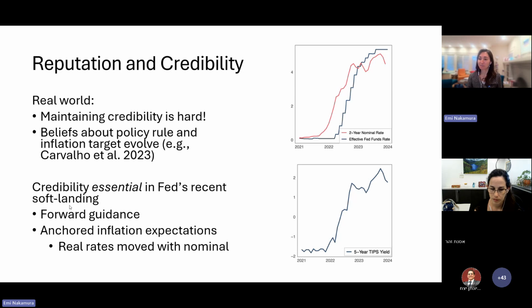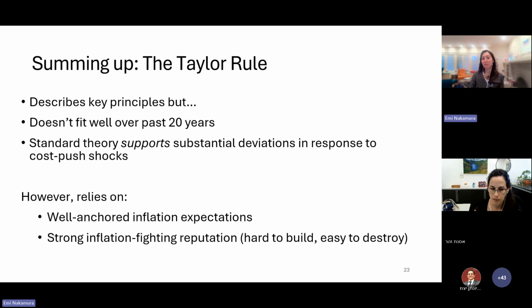So to sum up, in our paper, we ask 2 questions. The first is, how descriptive is the Taylor rule? And we find that even the best fitting versions of the Taylor rule don't fit particularly well over the past 20 years, particularly for countries other than the United States. On the question of how prescriptive the Taylor rule is, we point out that even very standard monetary theories actually support the central bank deviating from the Taylor principle in various cases.